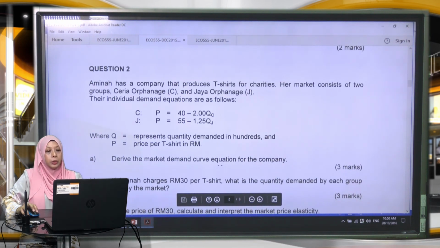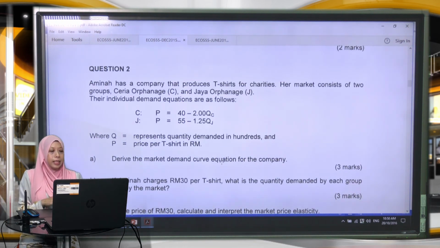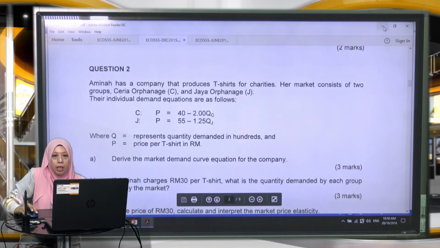Remember that, from our definition, market demand is when you sum up the individual demand curves in the market. So when we want to derive this market demand curve for the company, you need to add up the individual demand curves. All right, so how are we going to do that?